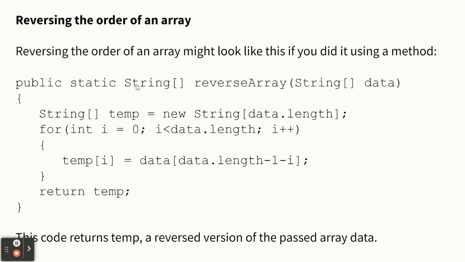So right here, we're making a new temporary string array that's the same length as the one that got sent in. And then we did a for loop from 0 to the end. And we're setting every entry in temp to the one on the other end. So if there's 6 items, we're setting, in data, item 0 here to number 5, and item 1 to number 4, and so on. And then we return temp at the end.